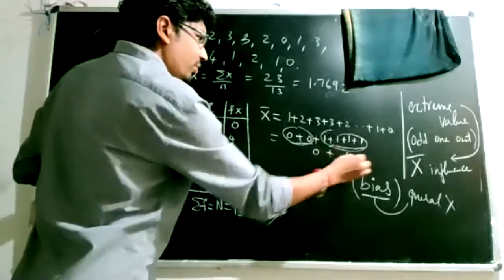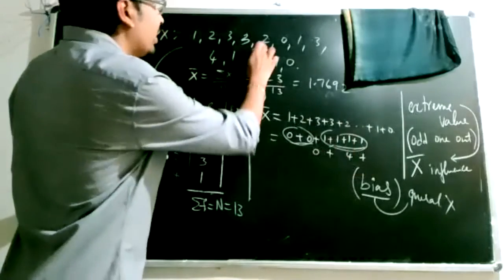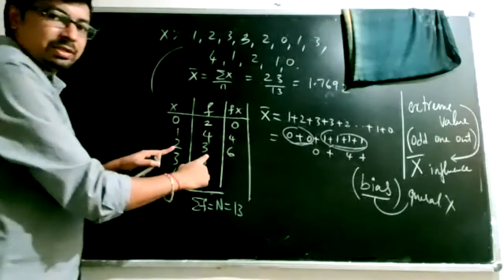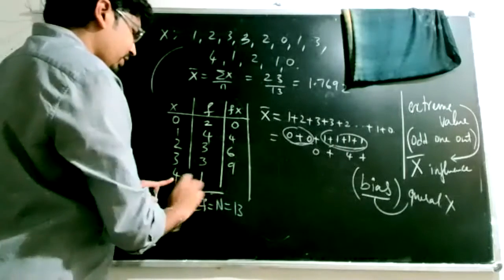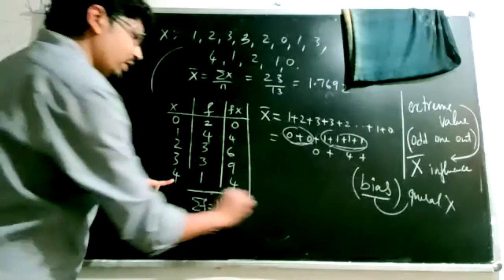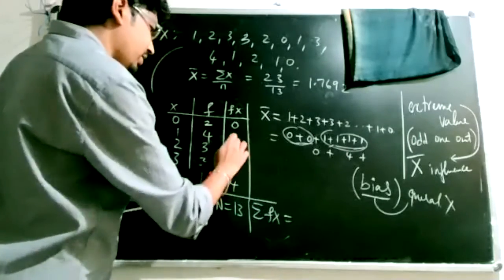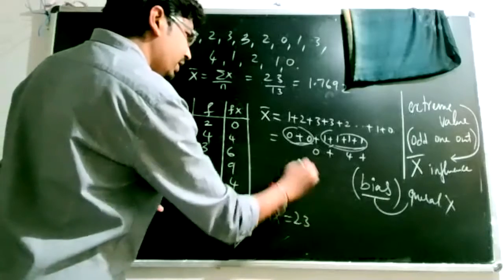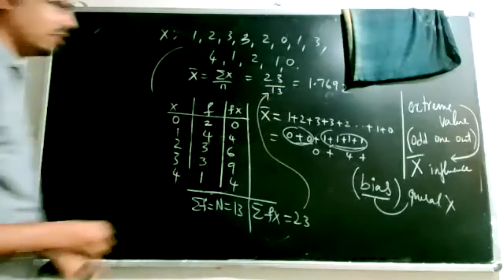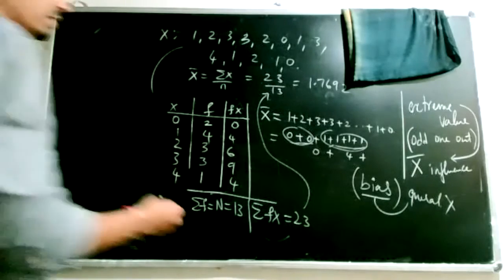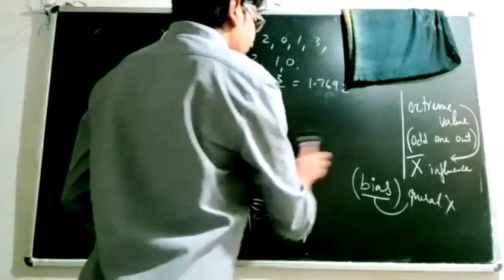So you're doing 0 plus 4 plus then you have 2 repeated 3 times, so the sum will be 2 plus 2 plus 2, which is the same as 2 into 3. We'll have 3 into 3, 9, 4 into 1, 4. And if you look into the count, sigma fx, that is equal to 23. Therefore, your mean comes out to be the same, 23 by 13 numerically, but the structure of the formula changes.